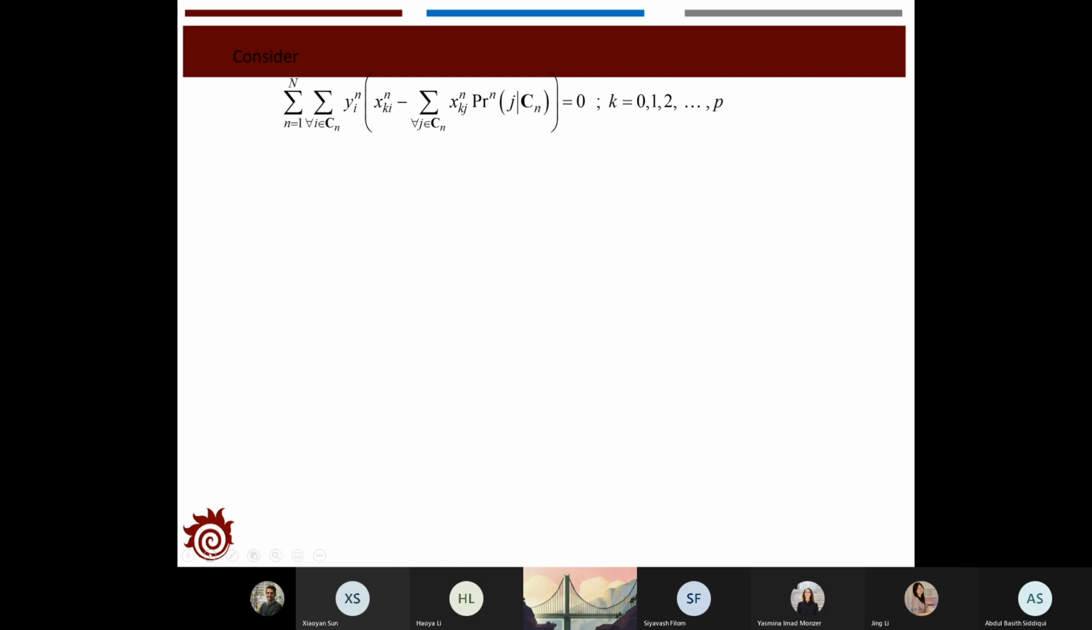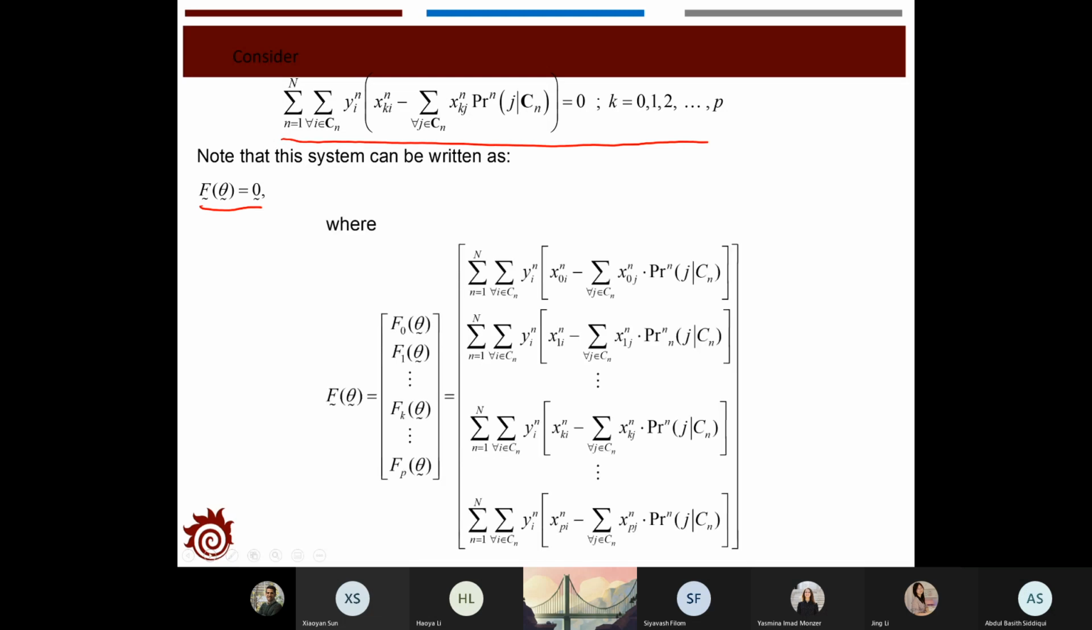We're going to rely on Taylor expansion to do the iteration. So this complicated set of p plus 1 equations can be written in matrix format: f(theta) equals 0. So we have a p plus 1 vector f(theta), and we know the expression of each cell in this vector.